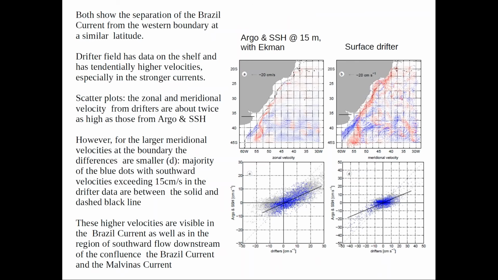So this is similar, focusing now on the area of the Brazil current itself. And there's a vector plot, and then below is the dot plot. And to me, the main take-home message from this is that in the area where the Brazil current itself is, so where the velocities are higher than 15 centimeters per second, we get a relatively good match. So that's in these dot plots, that's the area down here, closer to the black line, so to the diagonal here. So the higher the velocities are, the better it seems to fit. So that's good for the boundary current.